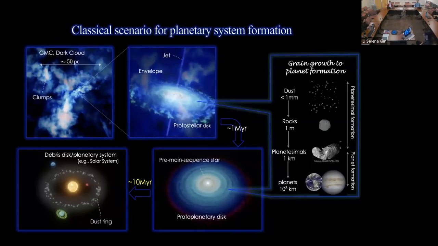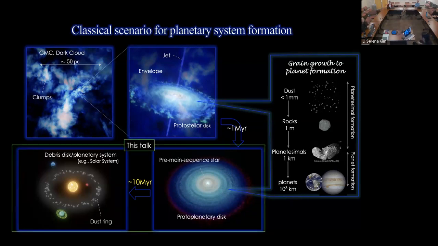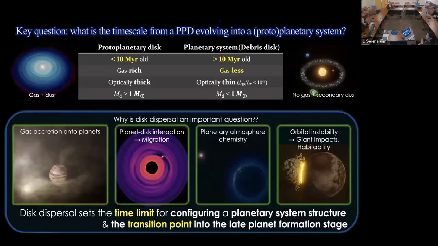So I'm going to start with the overview of the classical planetary system formation scenario from molecular cloud to planetary systems. It starts with the gravitational collapse of the over-density region in a molecular cloud, and it forms protostars and disks embedded in an envelope, and the envelope disappears after a while, making planets inside the disks. And then finally, it ends up with a debris disk or planetary system, depending on the dust mass. So in this talk, obviously, I cover the late phase of this scenario. And the main topic of this talk is the evolution from protoplanetary disk to debris disk.